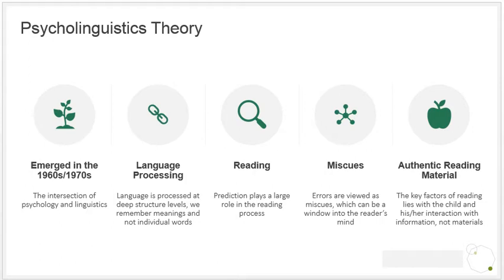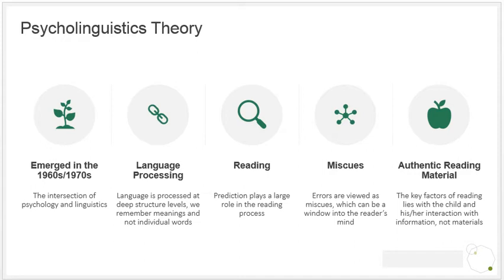Another large part of this theory in regards to reading is looking at the child's errors, and errors are viewed as miscues, which really are a window into the reader's mind. And so as a reader has a miscue, did they read a word that still made sense in the passage, but it didn't match the word in the text? Or did they read a word that was visually similar to the text? When we pay attention to those things, we can really see how a reader is approaching the words.